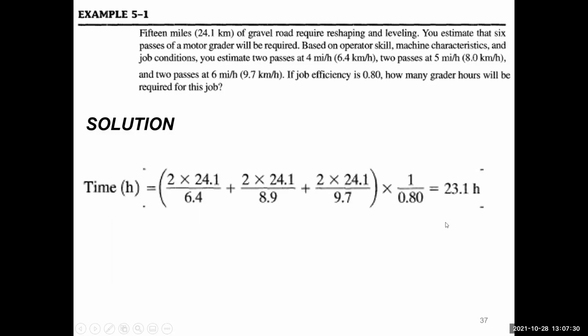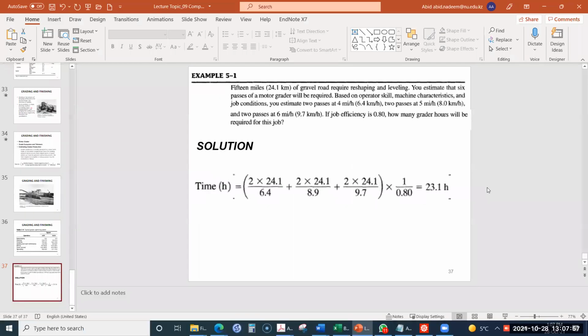So if we plan that the grader will be working about 12 hours per day, then it will take about two days to complete. If the grader works about 8 hours per day, it will take 3 days to complete this job. So in this way, we have determined the grader efficiency. That was the topic about compaction and grading, and with this the topic is completed.